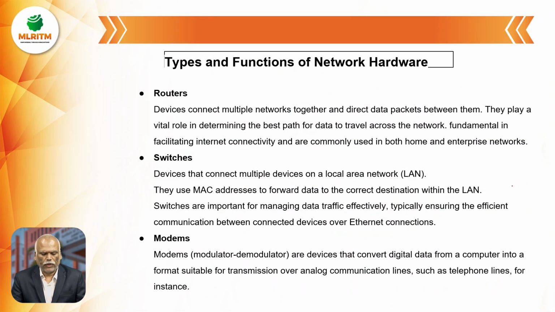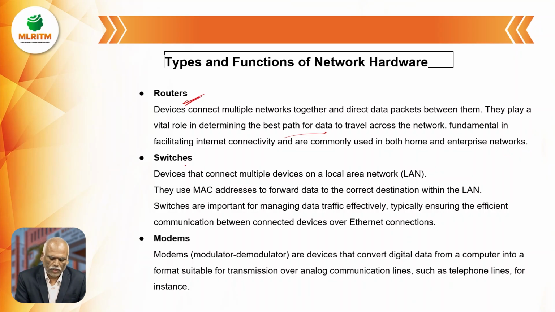Next we see the actual part of the implementation of a network. What are the different devices used to implement network systems? These are the types and functions of network hardware. First, a router is a device that connects multiple networks together and directs data packets between them. It plays a vital role in determining the best path for the data to travel across the network. It is fundamental in facilitating internet connectivity and commonly used in both home and enterprise networks. This is the device called a router.